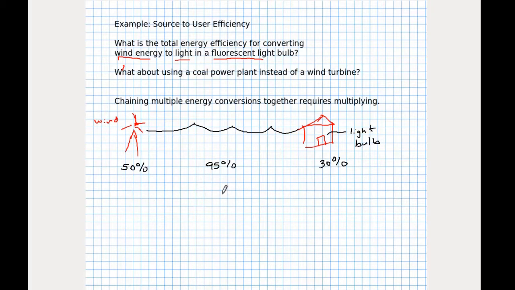Each one of those conversions involves a loss of some chunk of the energy that you started with. So how do you combine those things together to get the total efficiency of that whole process? Well, chaining multiple conversions together requires multiplying. If I want to chain those multiple energy conversions together, I have to multiply.